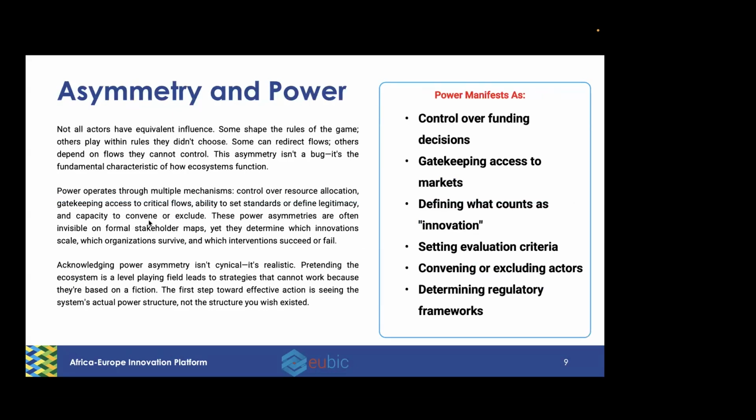This is a nice slide related to asymmetry and power. We are talking about power and control over funding decisions, gatekeeping. You have already written these parts, which appear in the right corner. But the important thing is to understand that ecosystems are not flat. They are asymmetrical. Some actors control the key resources, of course: funding, regulations, access. Others depend on them. This asymmetry is not a moral problem. It's a structural reality, guys.